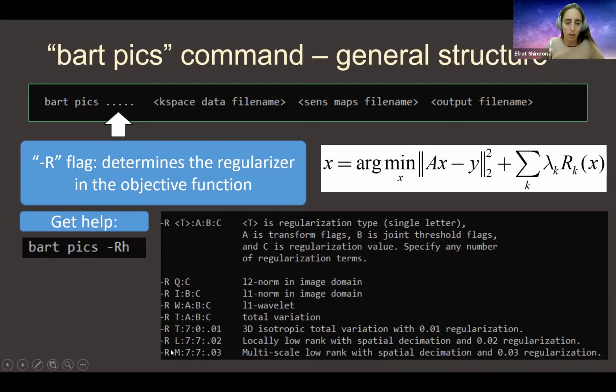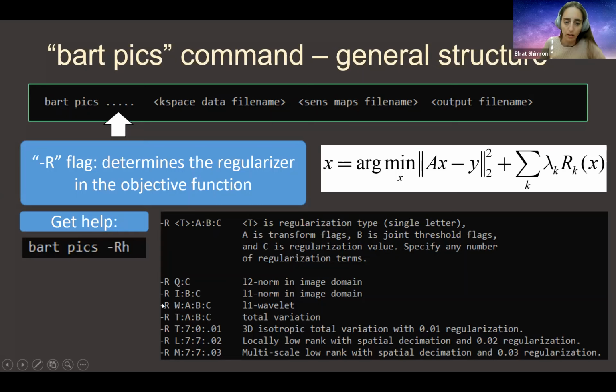And let's quickly go over the output of this help, not over everything, but some of it. So this is the general structure of the regularization flag in terms. R stands for regularization. T, the first argument, stands for transform. And you see here that you can use multiple or different transforms, such as the wavelet transform or the total variation transform. A, the first argument, and B, the second argument, specify parameters that are related to the transform that you chose. And C is usually the regularization parameter lambda that you see here.